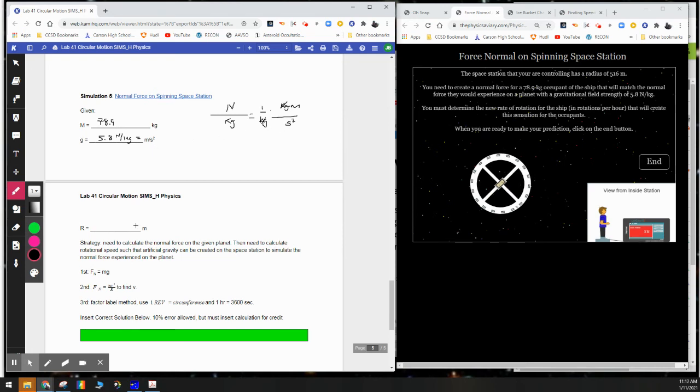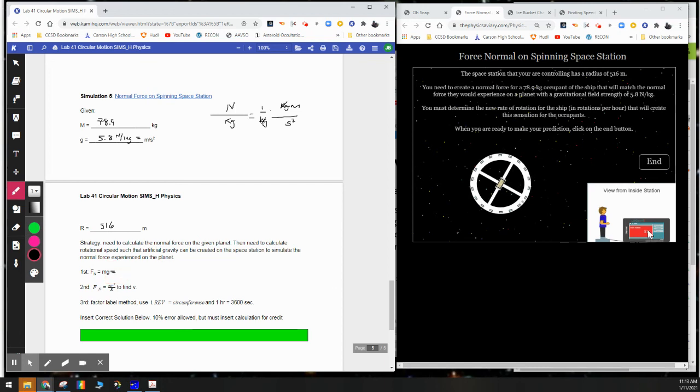Now the radius. In this particular problem, the radius is given to us right up here. So it's 516 meters. Okay, so the strategy: you need to calculate the normal force on the given planet, then calculate the rotational speed such that the artificial gravity can be created on the space station to simulate the normal force on the planet. So first things first, let's do Fn is equal to mg.